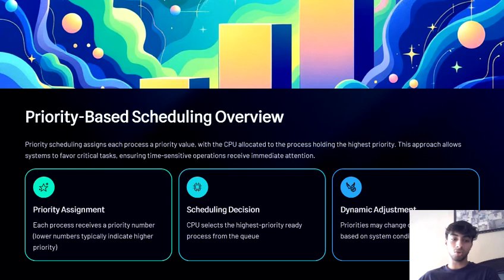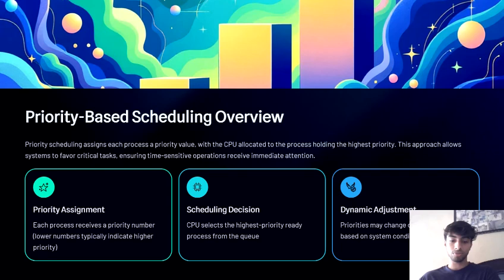Now let's understand the core objectives of scheduling. The main objectives of CPU scheduling are to maximize CPU utilization, meaning we want the processor busy most of the time, to minimize waiting time for processes in the queue, to optimize turnaround time or the total time from process start to completion, to ensure fairness so no process gets ignored for too long, and to maintain responsiveness, which is especially important for interactive systems like phones and computers.